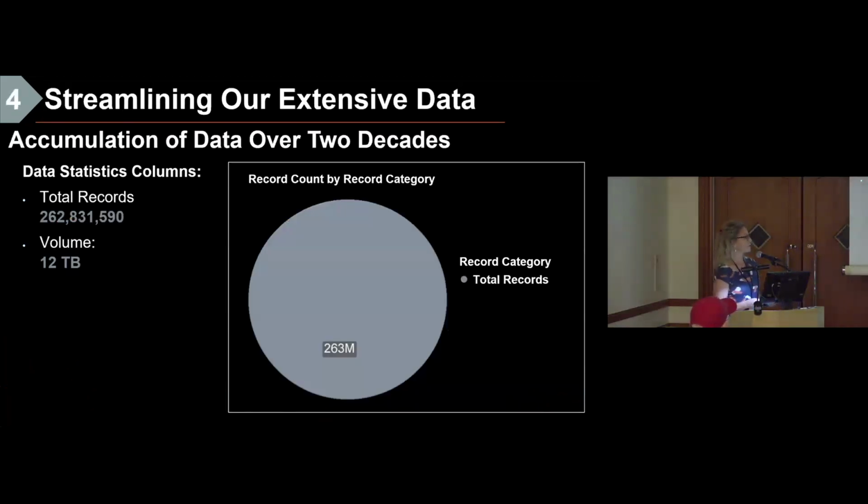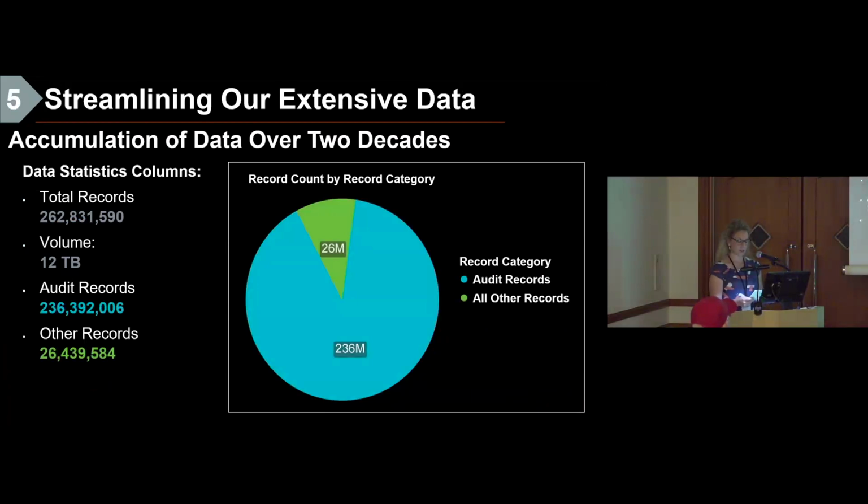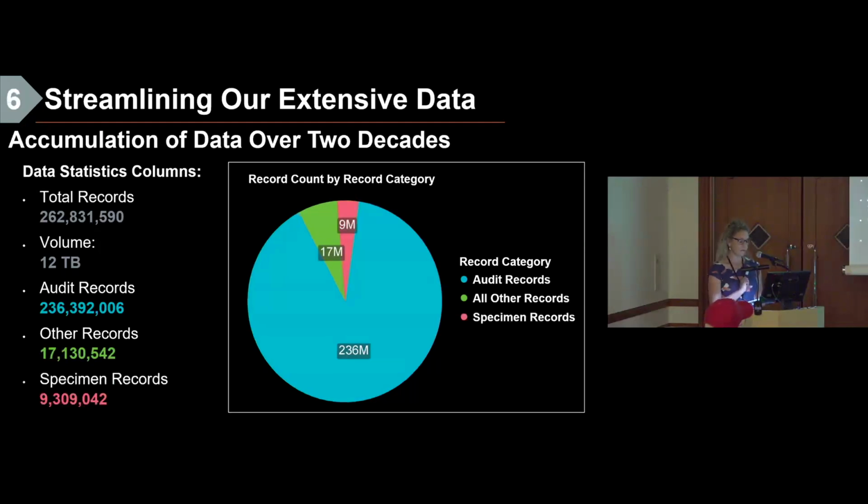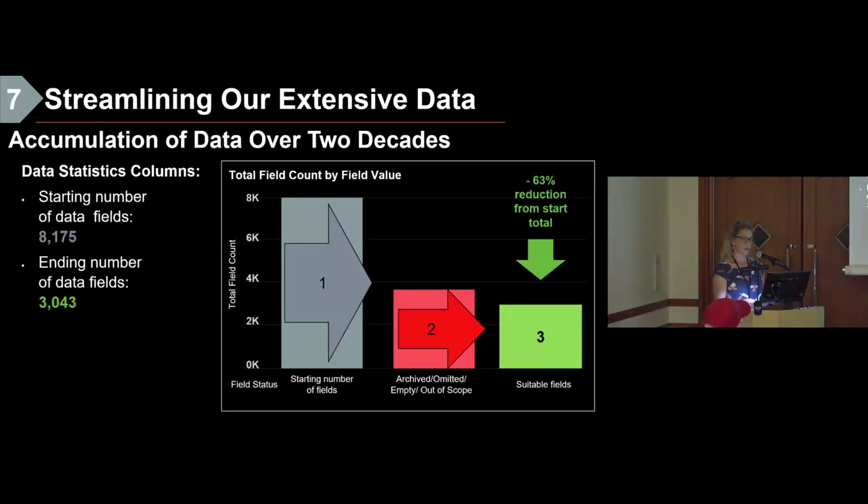And what we found out was we have a lot of data. So currently we have 263 million records. That's 12 terabytes of data. Most of this is audit records, which track all inserted and modified records and their timestamp. But excluding those, we have over 26 million records within discrete concepts like taxonomy, multimedia, geography, people, and organization. Of the 26 million records, 9 million are specimen records. So the 263 million records were spread across 8,175 fields.